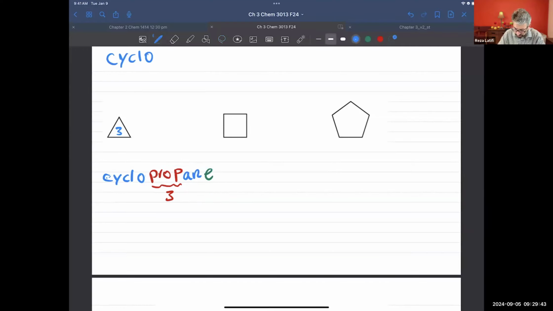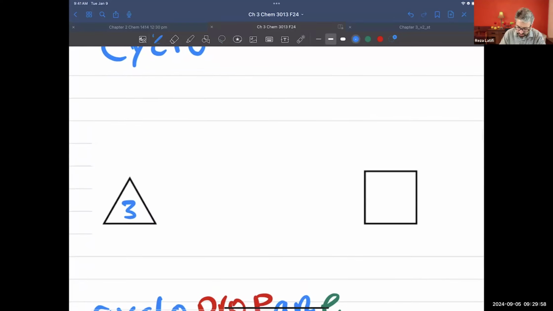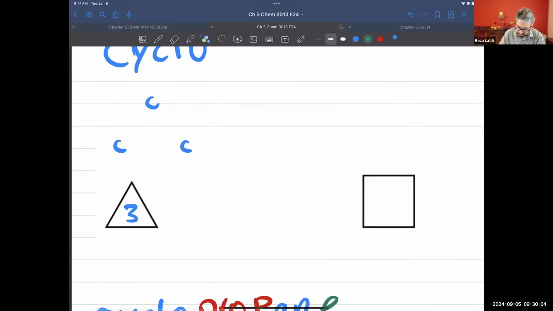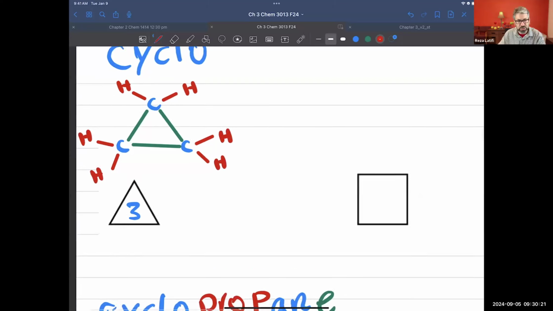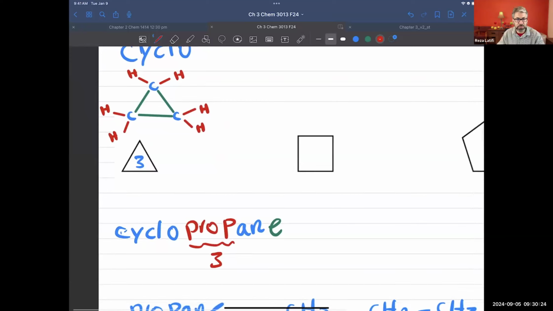And propane, we use it for this compound, CH3, CH2, and then CH3. And what do we have here when it comes to the ring? In the ring, you have 3 carbons, and those 3 carbons are attached to each other. So let's attach the carbons to each other. And each carbon is going to have 2 hydrogens because the carbons need to be satisfied. So we're going to add 2 hydrogens to each carbon. And as you see, we are missing 2 hydrogens when we compare it with propane.